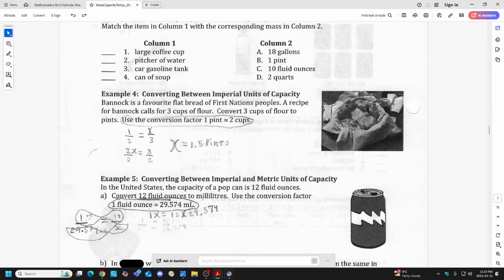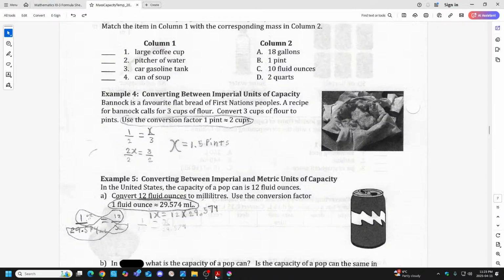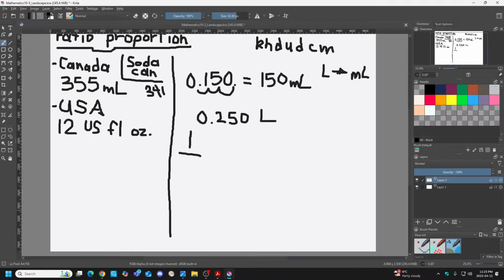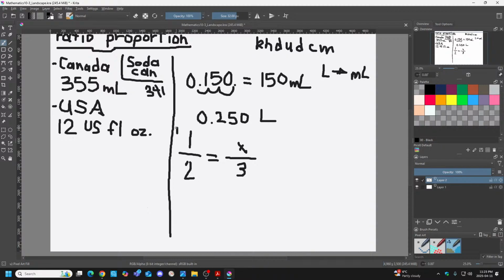I mean, I could do the same thing over here for you guys as well. Quickly, I guess. 1 over 2. It's the same thing, guys. Okay, x over 3. If I do pint is on top. I don't know what the short is for pint. We'll just write it out.